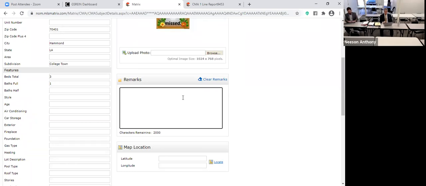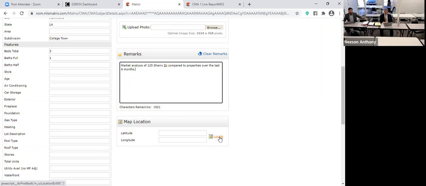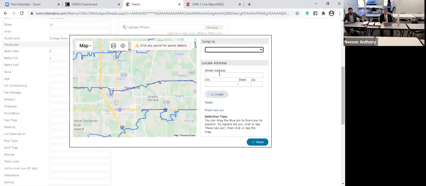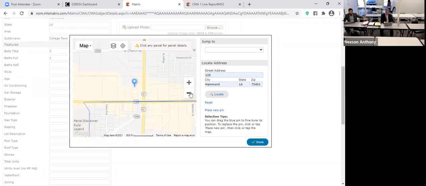So about my CMA, market analysis of 125 Sherry Drive compared to properties over the last 6 months. Whatever, right? I could go locate it on the map. So I could go type in 125 Sherry Drive, Hammond, Louisiana, locate it. Boom. Right? So now I would want to make sure that it's in the right spot.